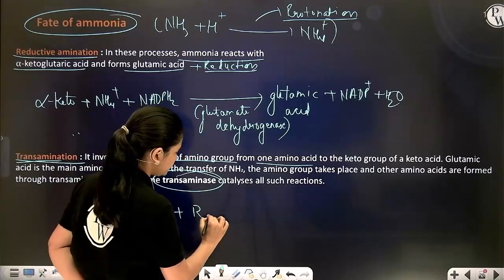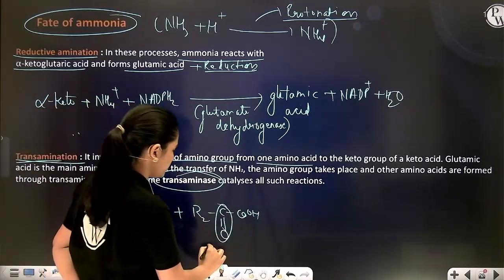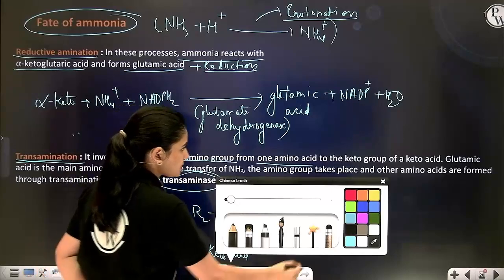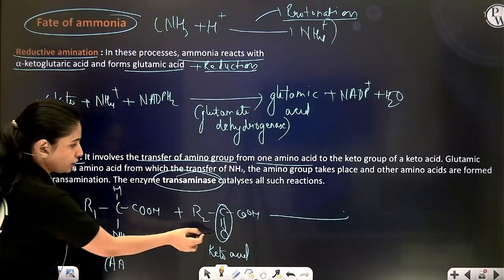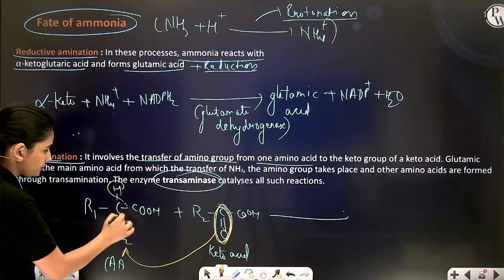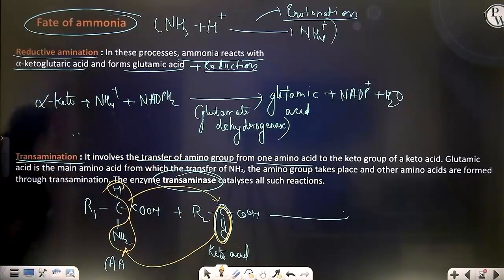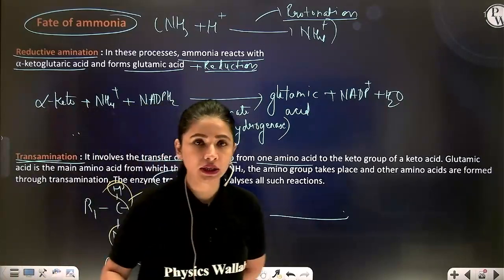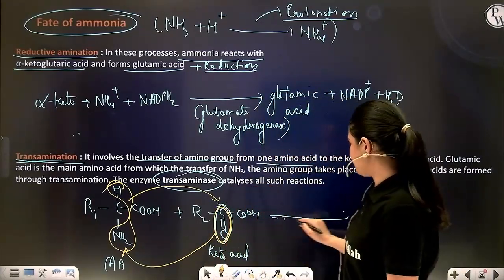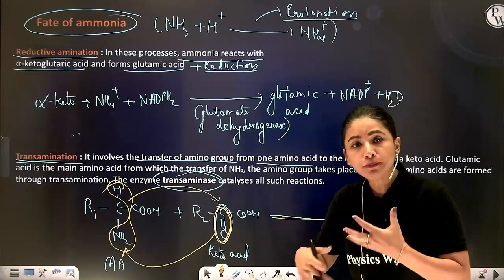Second is your keto acid with a keto group. So this is a keto group, and this acid with carbonyl is known as keto acid. Now simply what you have to do, in the presence of the enzyme transaminase, this functional group, keto group, will be passed to amino acid. In return, this amine group from amino acid will be passed to keto acid. So there is simply exchange of functional group between two substrates to produce new amino acids.